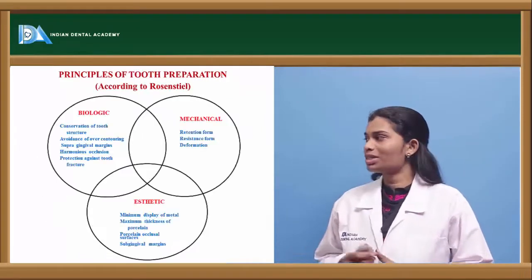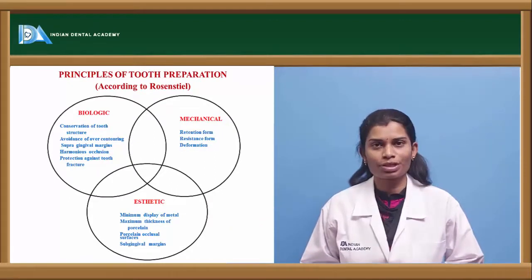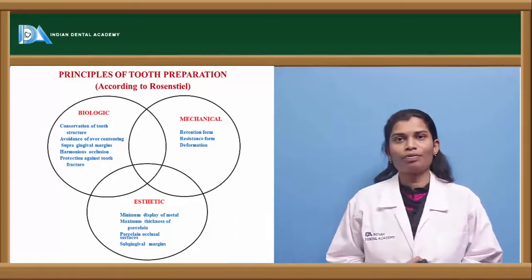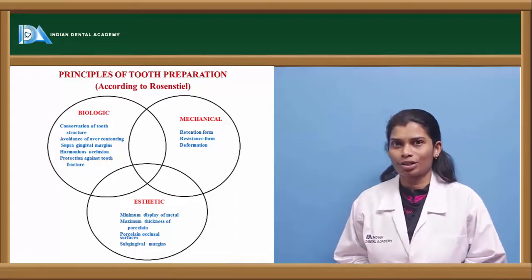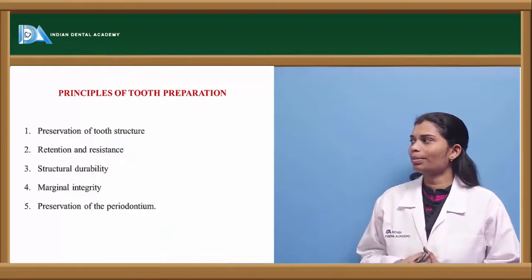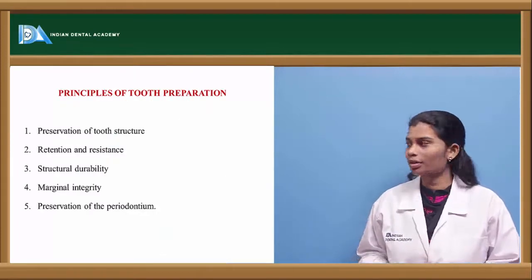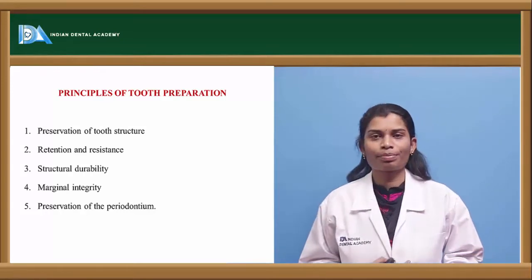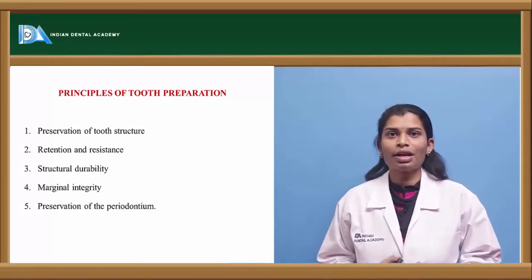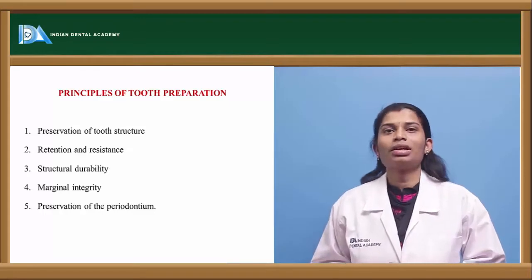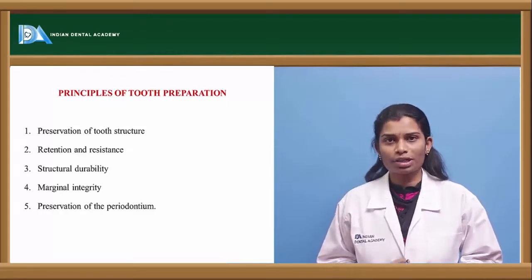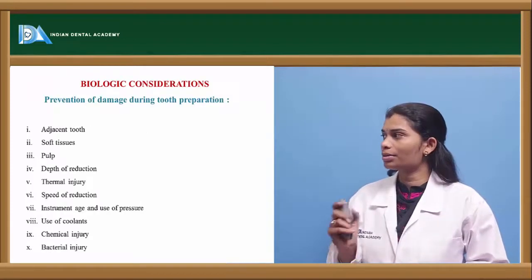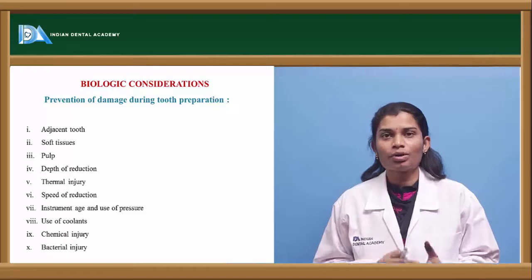Rosenstiel has classified principles of tooth preparation into three divisions. First being biologic, the second one mechanical, and the third being aesthetic. Schillingberg has classified the same principles into 5 divisions. The first one being preservation of tooth structure, second, the retention and resistance form, third, structural durability, fourth, marginal integrity, and fifth, preservation of periodontium. So this topic is according to Rosenstiel's classification.